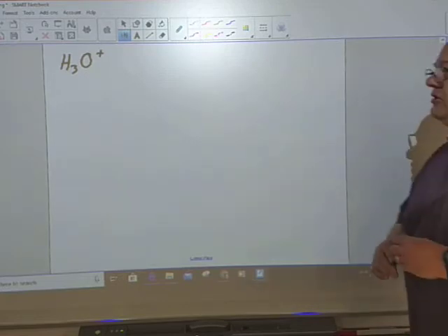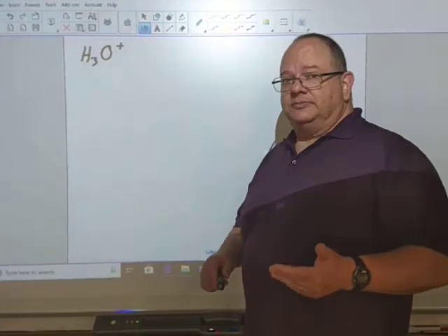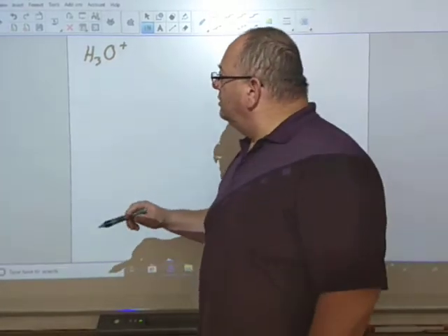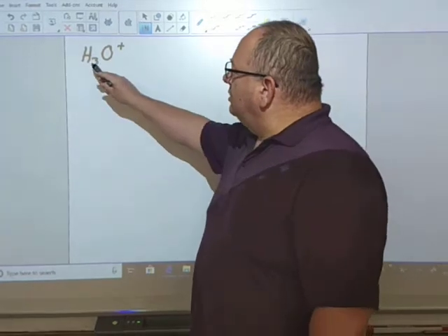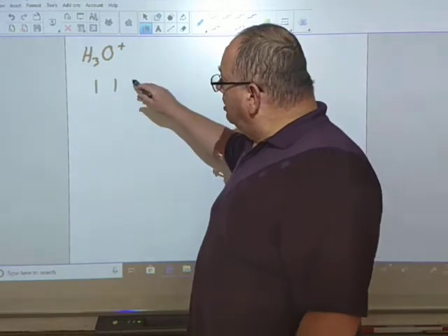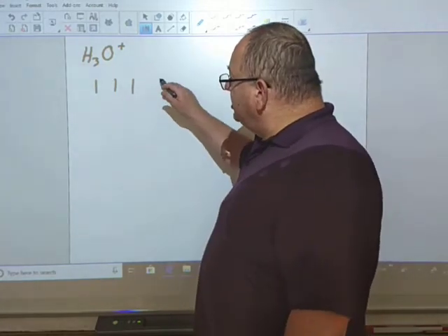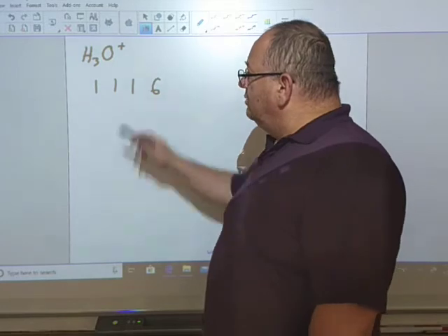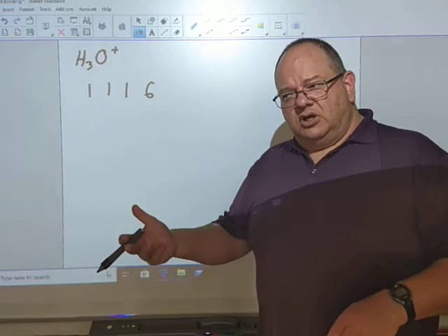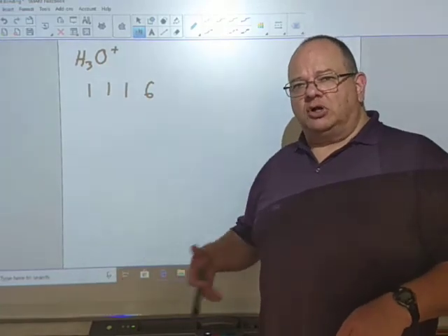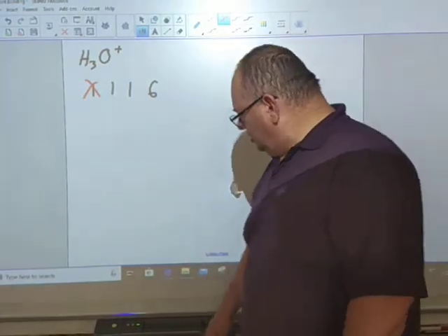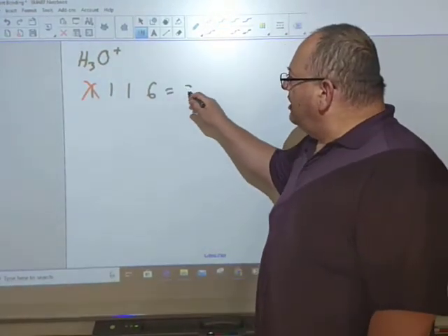Okay, let's do another example. H3O plus. Step 1. How many valence electrons do we have? Well, hydrogen has 1. Hydrogen has 1. Hydrogen has 1. Oxygen has 6. What does a plus mean? Plus means it had to have lost a negative charge. It has to be short 1 electron. So I'll just get rid of one of these. That leaves me with 8 electrons.